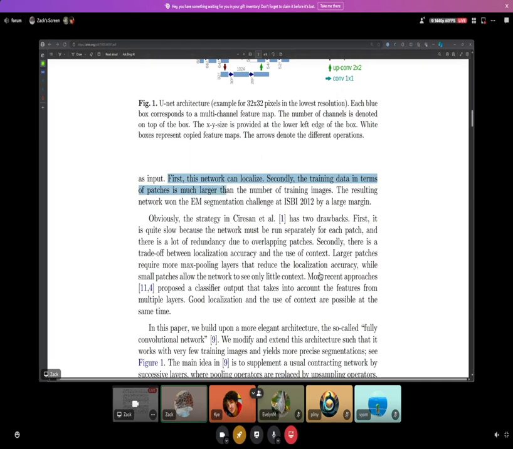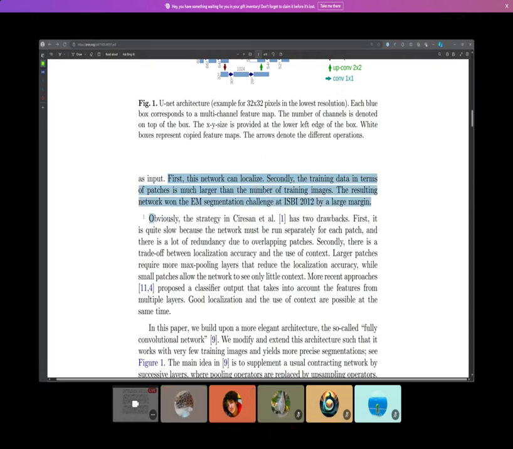First, this network can localize. Secondly, the training data, in terms of patches, is much larger than the number of training images, resulting in the network that won the EM segmentation challenge at ISBI 2012 by a large margin.